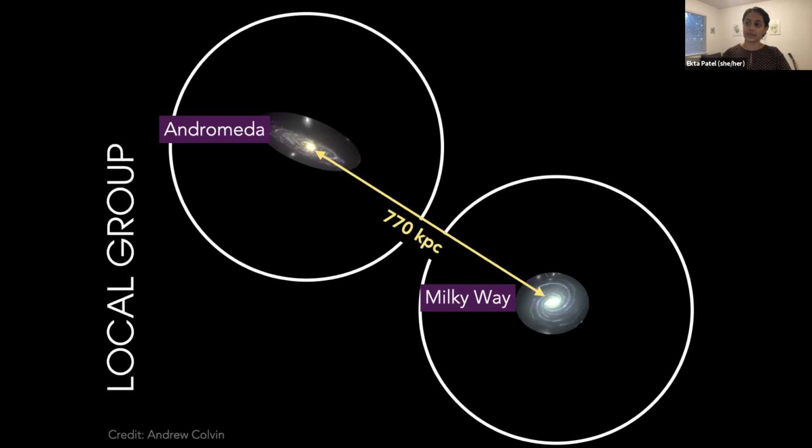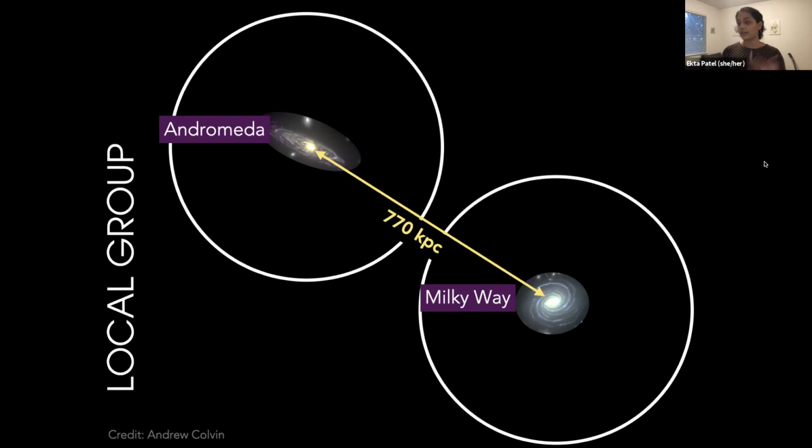Can you see my cursor, by the way? Okay. And I've drawn these on, though they're not to scale with the galactic disks shown here, just really to emphasize that the dark matter halos of these two galaxies are quite broad in extent, to the point that they might be overlapping to some degree. And so that's a relevant piece of this work.